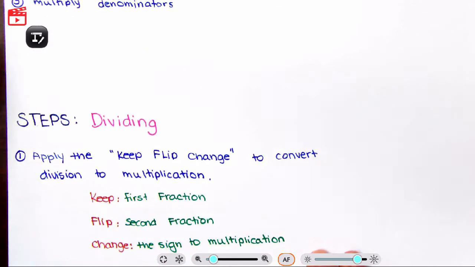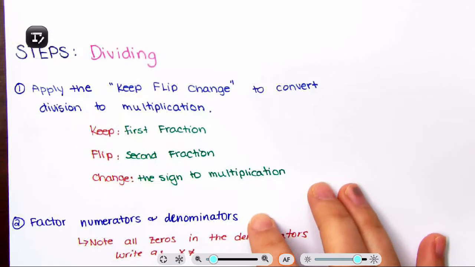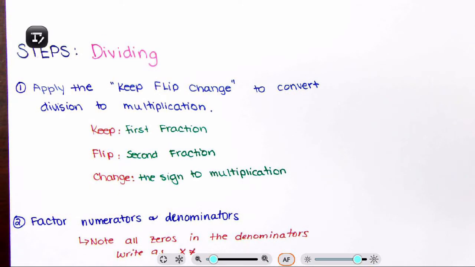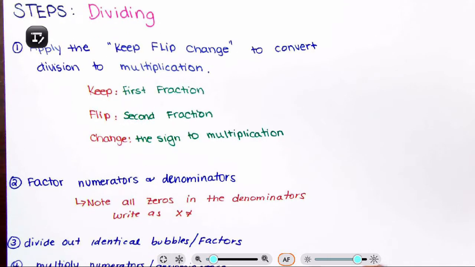For dividing, we are applying the keep, flip, change, the KFC method. You're going to keep the first fraction, flip the second fraction, and change the sign to multiplication. You're going to factor numerators and denominators. Make sure that you are noting all zeros in the denominators, and we're writing that as excluded values. So you're writing that as x does not equal, an equal sign with a dash through it, excuse me.